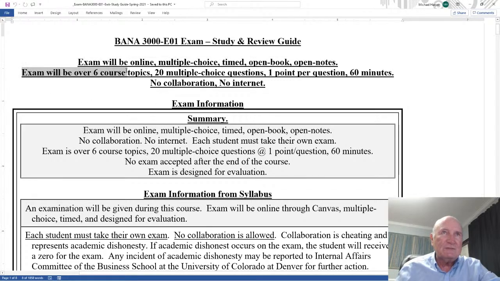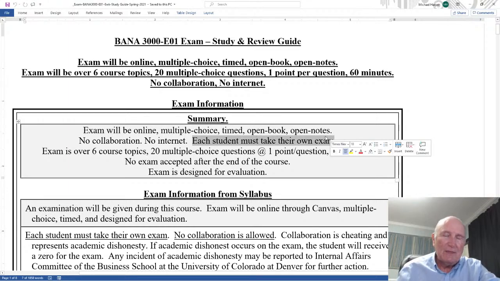The exam will be over 6 course topics, 20 multiple choice questions, 1 point per question, and 60 minutes to take the exam. No collaboration and no internet. Okay, and then I say it again here, the summary: online, multiple choice, timed, open book, open notes, no collaboration, no internet. Each student must take their own exam with no help of any other person. You take the exam yourself with your notes, with your information, and no collaboration with any other person.